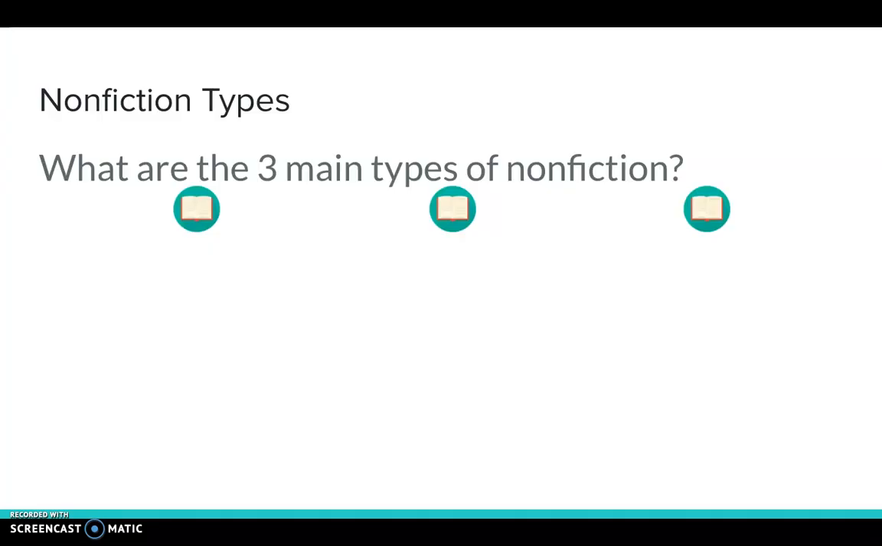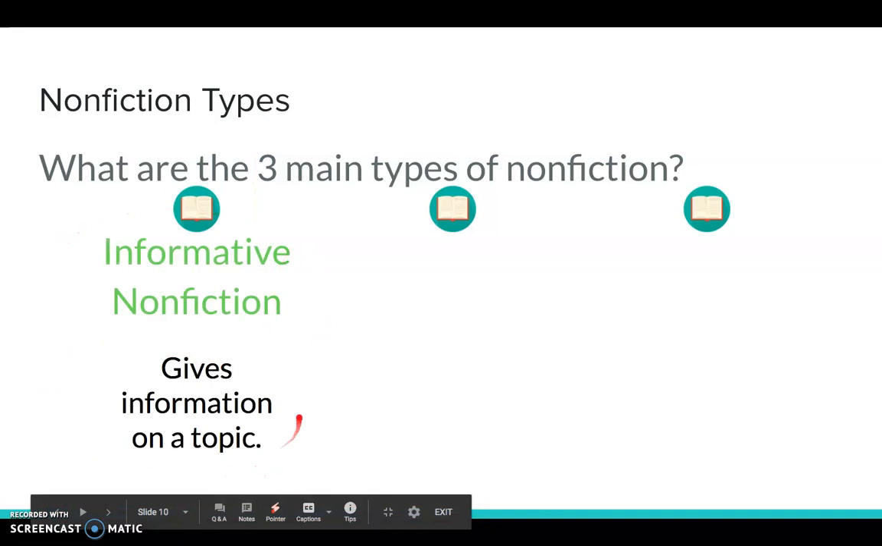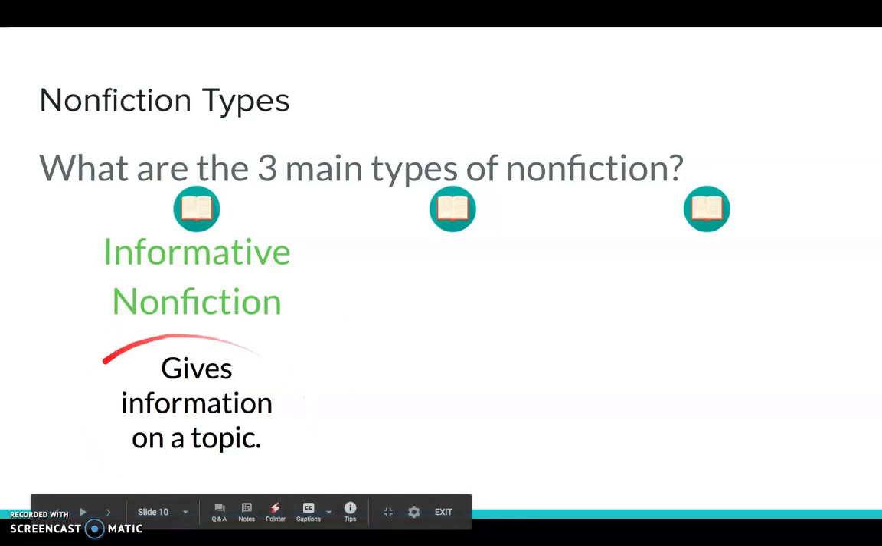Nonfiction types. So, there are 3 main types of nonfiction. An author has a purpose. They have a reason for writing, but the way in which they write is referred to as the nonfiction type. Okay, we've got informative nonfiction, which, you guessed it, gives information on a topic. So this has a book next to it. Go ahead and answer the question in our study guide about what informative nonfiction is. It gives information on the topic.